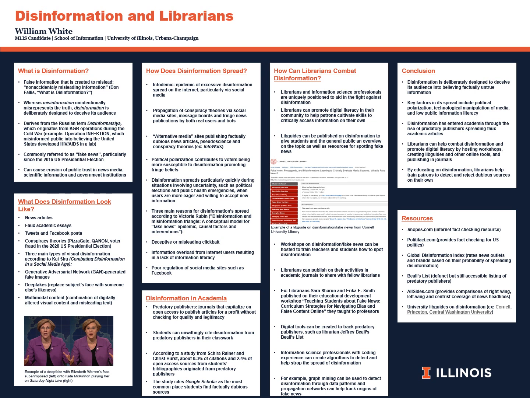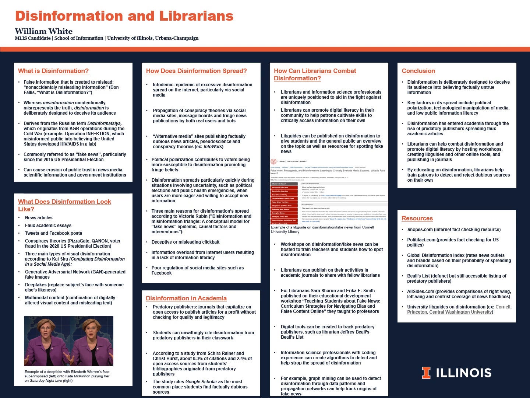Disinformation is spread most commonly on social media, often in the form of conspiracy theories. Alternative media sites publish factually dubious news articles, conspiracy theories, and pseudoscience, such as the website InfoWars. The spread of disinformation is in part due to political polarization, which contributes to voters being more susceptible to disinformation promoting fringe beliefs.